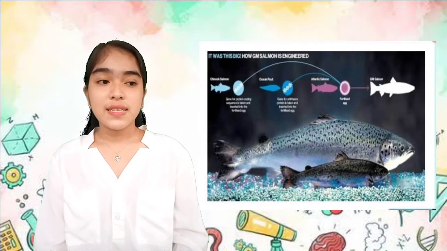So a good example for this one is the AquAdvantage salmon, wherein dali ra siya padakon compare sa common species sa salmon because a gene from an ocean pout was introduced to the Pacific Chinook salmon, making the salmon grow faster than its normal rate.